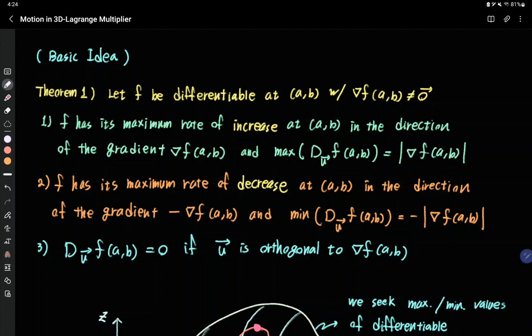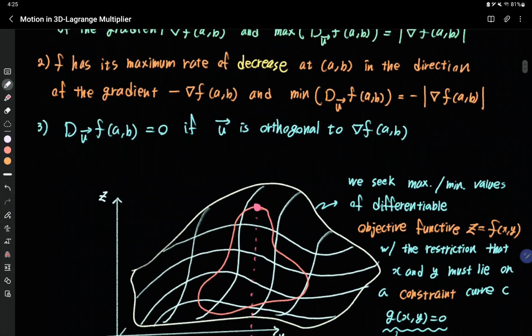And the second statement: f has its maximum rate of decrease at (a, b) in the direction of negative gradient f, and the minimum of the directional derivative is negative the absolute value of gradient f. And the third statement: the directional derivative becomes 0 if the direction vector is orthogonal to gradient f. So please keep in mind this one.